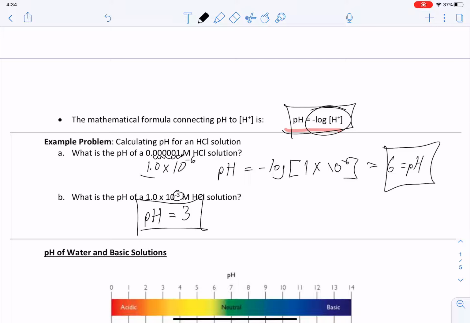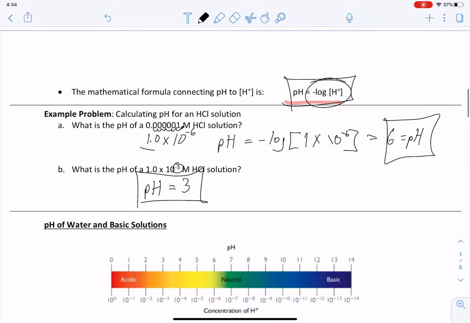All right, so we want to be aware, too, that these are strong acids we're talking about in these examples, where they completely dissociate. And that's the only time that the pH is going to be directly tied to the exponent. With weak acids, because they don't completely dissociate, they only partially dissociate, they won't be as directly related.